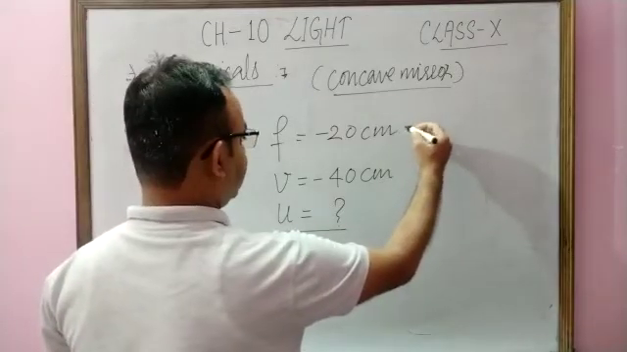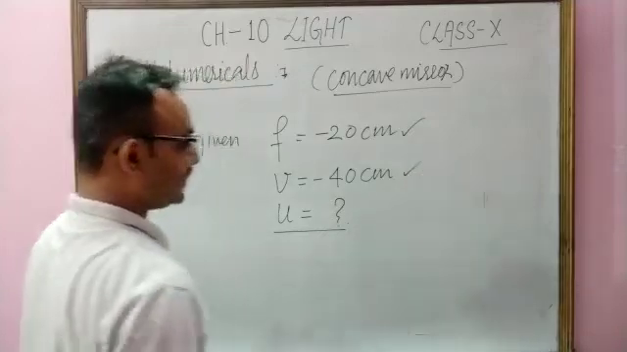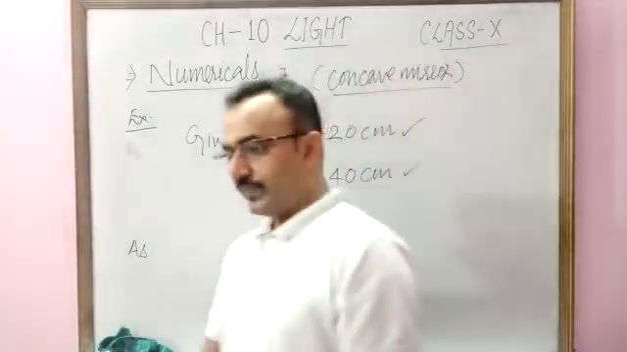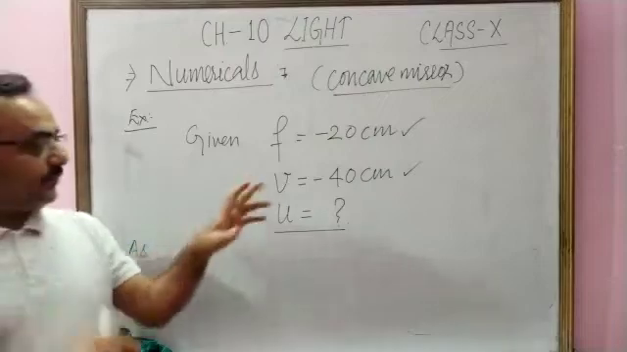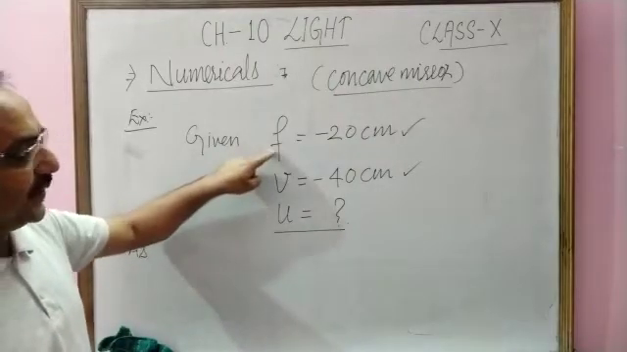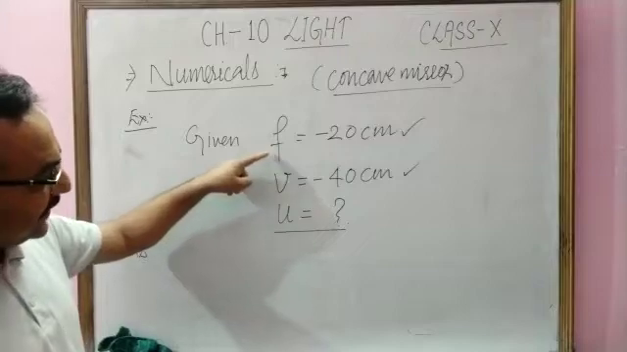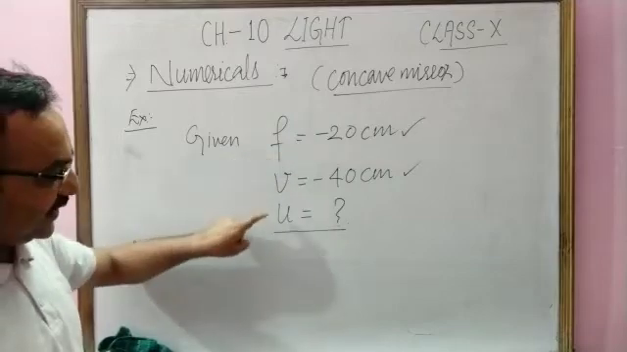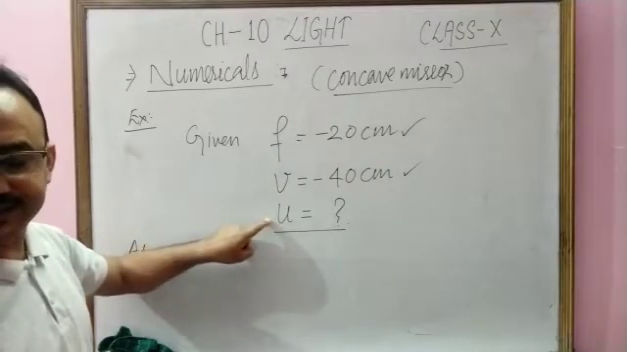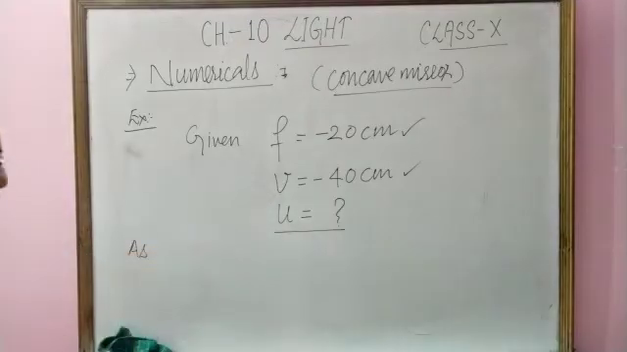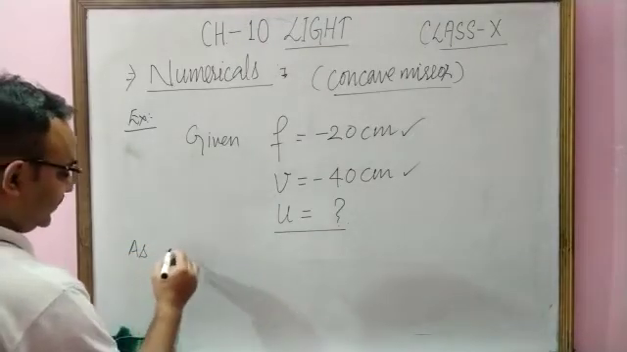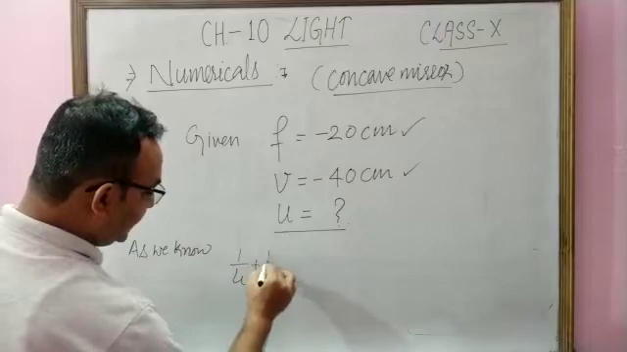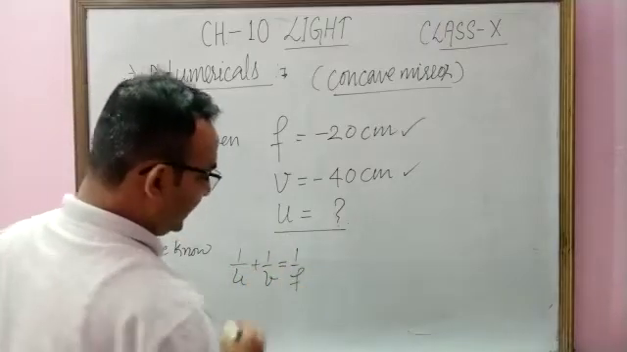As we know, you have been given F and V. So keep in mind, in case of the mirror formula, if U and V are given, then you can find F. If U and F are given, then you can find V. If V and F are given, then you can find U. That is the use of the mirror formula. So here we will make use of the mirror formula. As we know, 1 upon U plus 1 upon V is equal to 1 upon F. Clear?